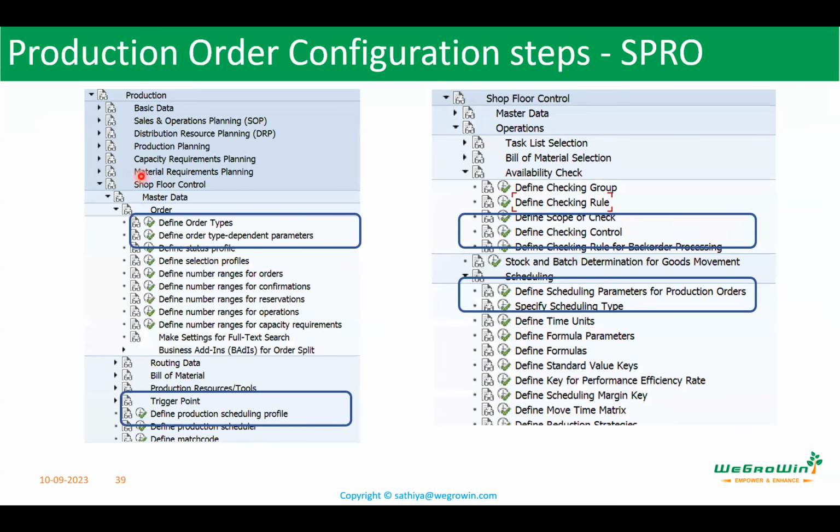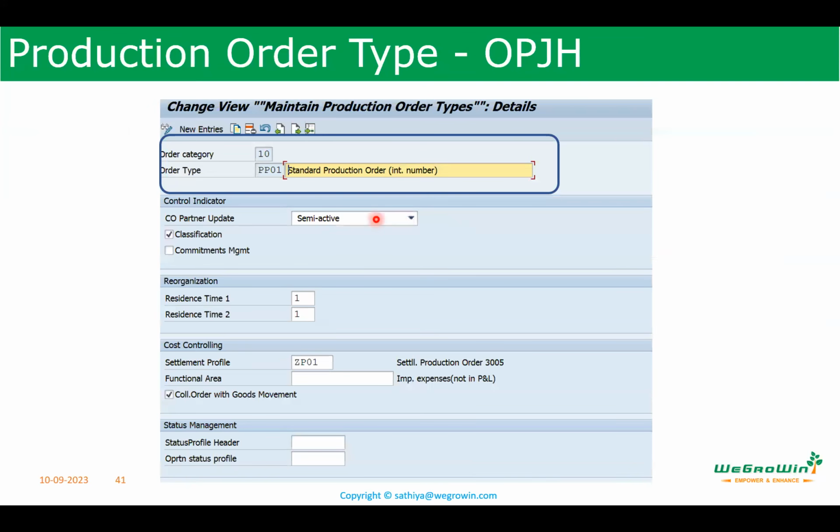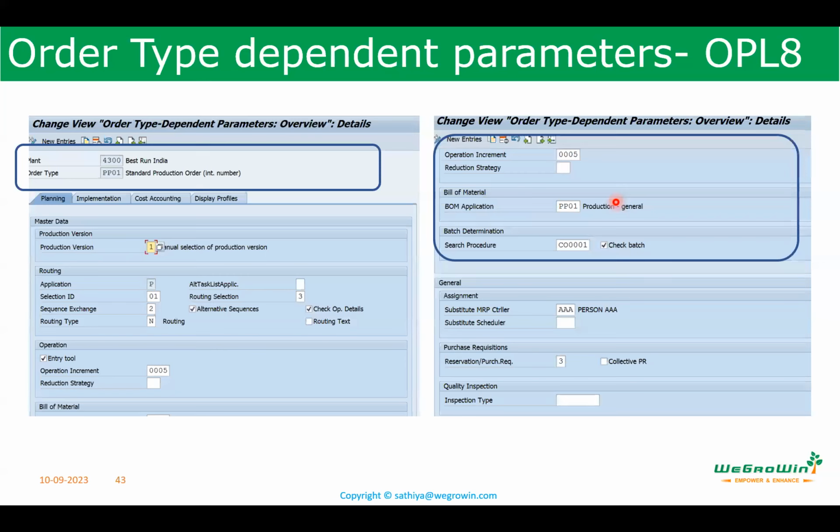Define order type, production, shop floor control, order types. Or we can also use the transaction OPJ, this transaction which is given here. Here order type is PP01. Here many parameters you have defined, whether it is a costing control, like this. And then dependent parameters. For each plant, for each order type, what are the parameters to be covered? You know, for planning, which production version it has to take, whether it is manual selection or automatic selection. And then how the BOM has to be selected, how the batch has to be determined.